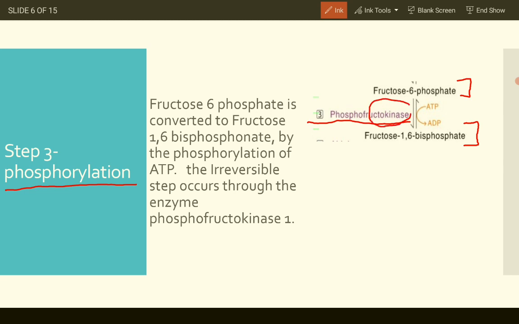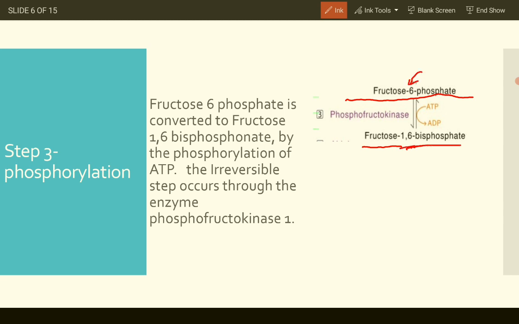Again there is the word kinase in the enzyme's name, which means that phosphorylation is occurring. You can also see here that there is only one phosphate in this molecule, while there is fructose 1,6 bisphosphate. So now there was only one phosphate on position 6. Now there are two phosphates, one on position 1 and another on position 6 in the fructose molecule. So fructose 6 phosphate is converted to fructose 1,6 bisphosphate by the phosphorylation of ATP, and ATP gives one of its phosphates to the fructose molecule and produces fructose 1,6 bisphosphate.